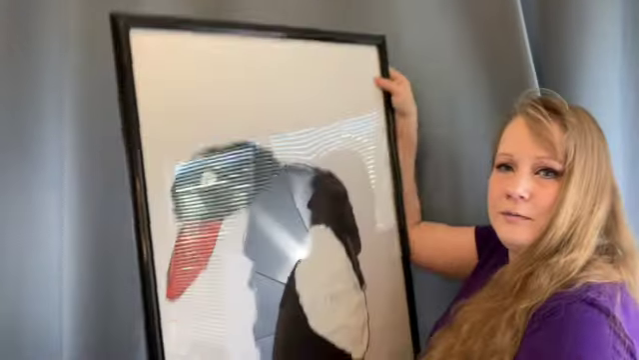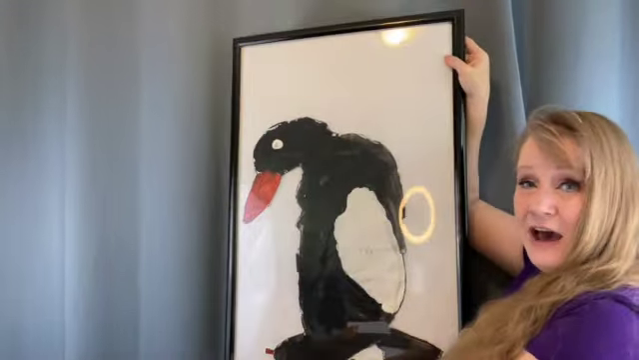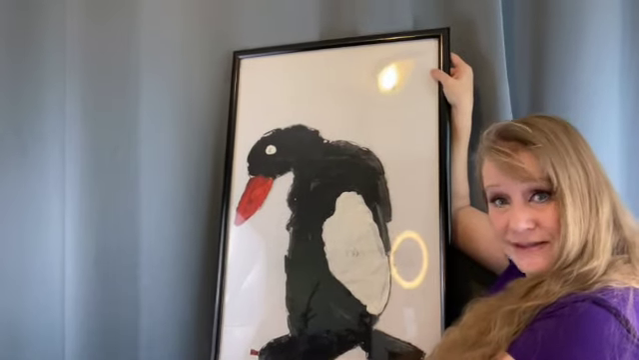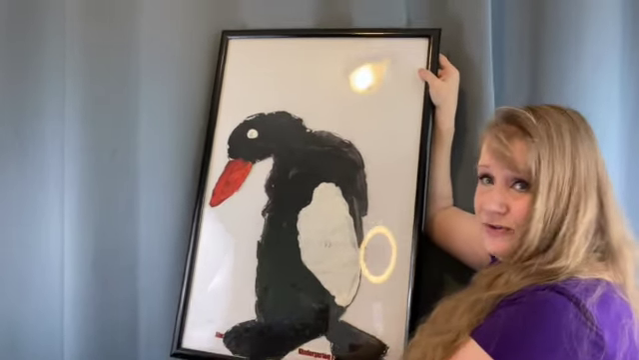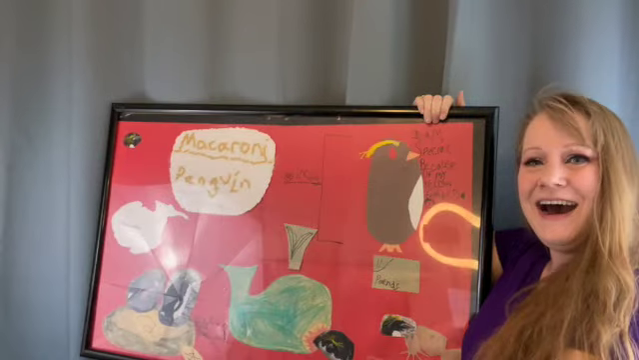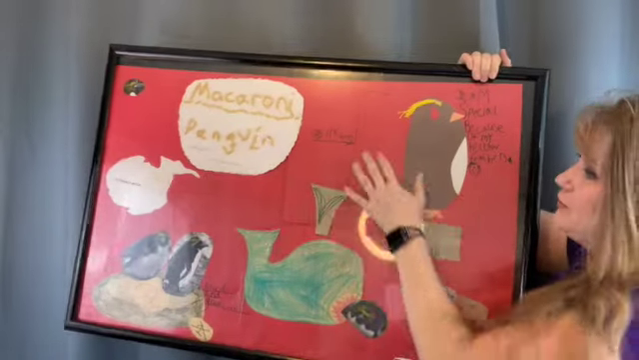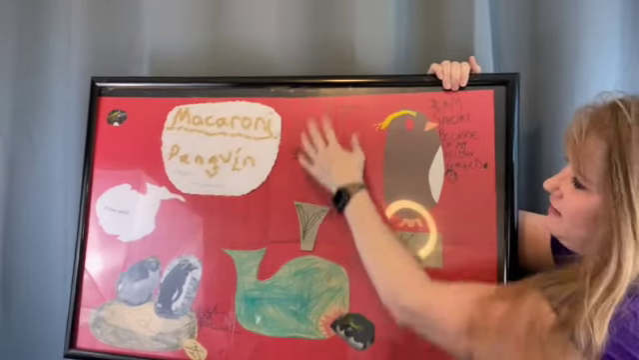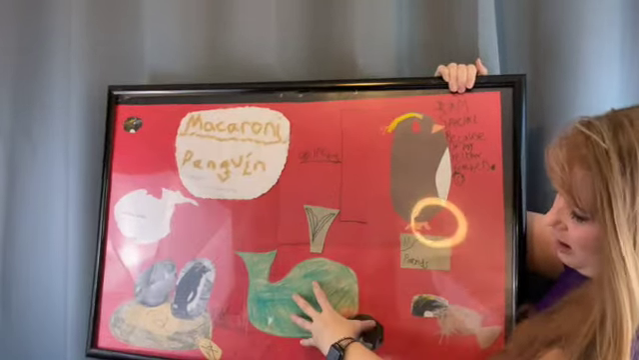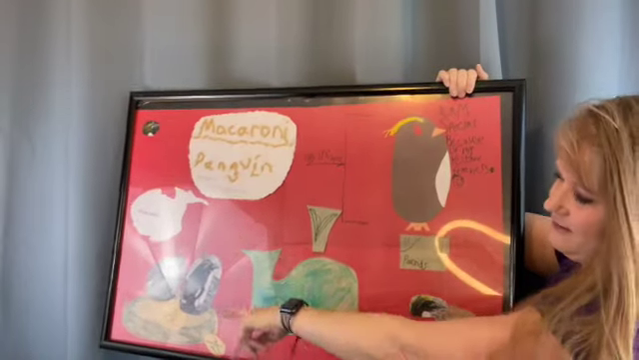Some other exercises that you can do after the zoo, forgive the glare, is you can have them paint a picture of their favorite animal that they saw, or even just their favorite animal at the zoo. Another thing you can have them do is a little poster. This one's about the macaroni penguins. It talks about how tall they are, what eats them, what they eat, and about their nest. These are just a few suggestions of follow-up things that you can do after you get back from your adventure.